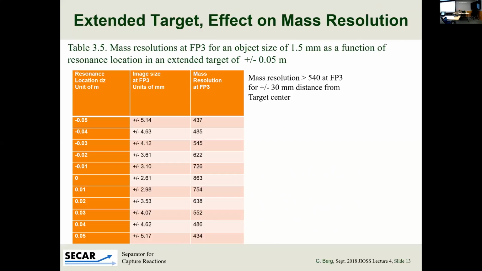Then the question is, of course, what is the effect on the mass resolution? Because now you don't know where your target is. It may be 5 centimeter in front or 5 centimeter later. You will localize it with a gamma detector, but your mass separation will of course be affected. I just changed the position of the target and didn't adjust for anything, which you still may be able to do, but since you don't know where the reaction is beforehand, you don't know what to correct for.